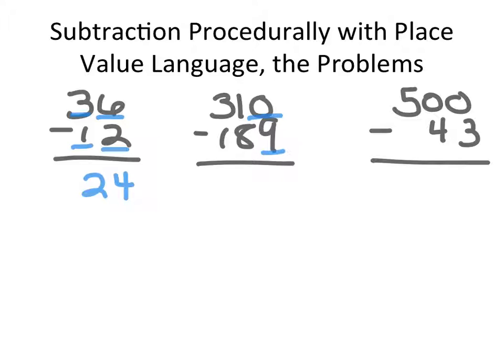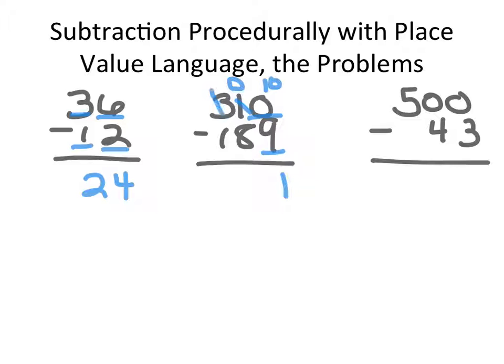We can't do that, so we're going to go to this 10. We're going to take that 10, which means I have no 10s left. We're going to break the 10 into 10 ones. Now I can subtract. 10 ones take away 9 ones is 1 one. But now I have 0 tens and I need to take away 8. I need to get some tens.